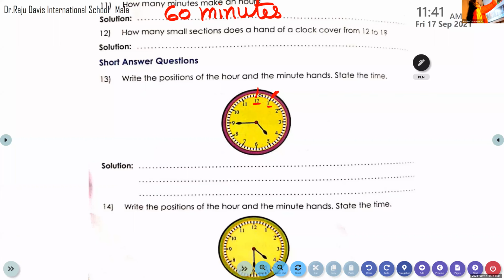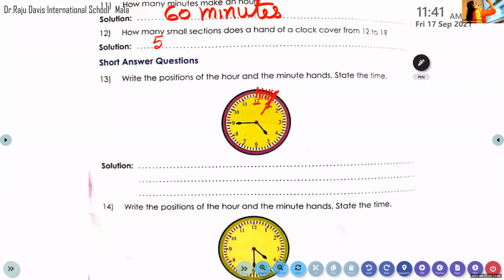So how many lines has it passed from here? 1, 2, 3, 4 lines. Yes, and this one also, it has reached here, right? So it has to pass through 5. How many small sections does a hand of a clock cover from 12 to 1? It was here, then 1, 2, 3, 4, 5.